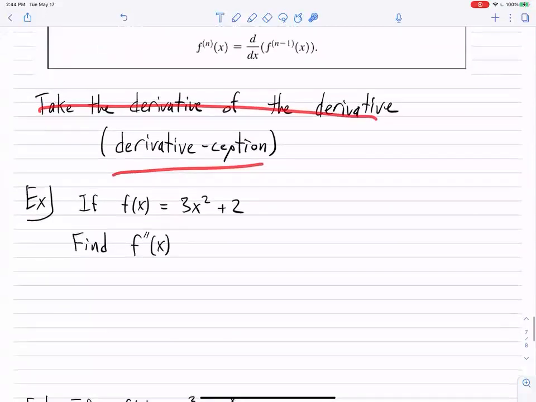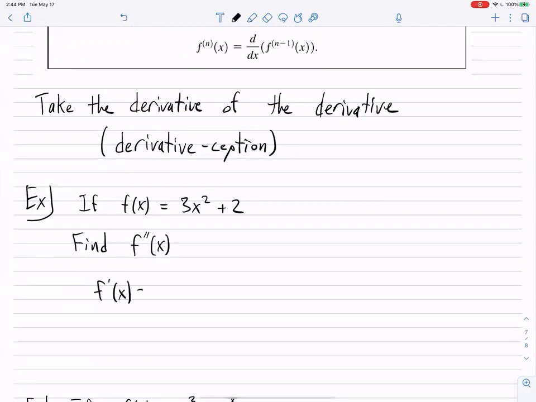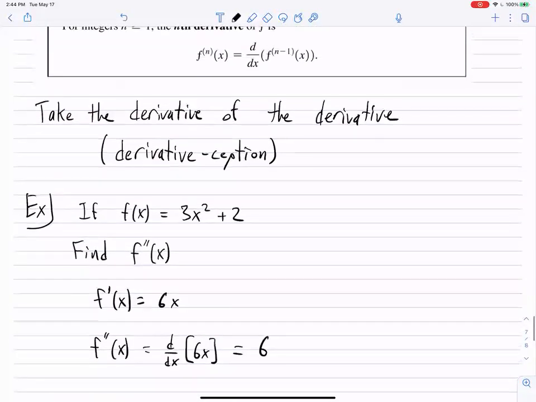And so here's an example. So if f of x is 3x squared, find f double prime of x. Well, to find f double prime of x, we start with f prime of x. F prime of x is just the derivative of this function. And so that's 6x. And then to find f double prime of x, by definition, it is the derivative of f prime of x, which is 6x. And the derivative of 6x is just 6. And so the second derivative is just 6.